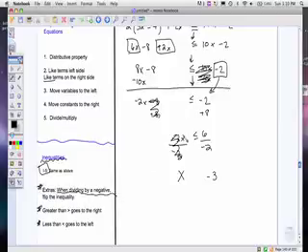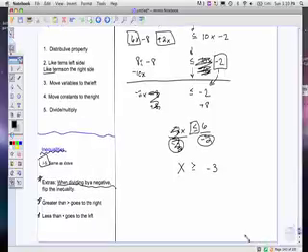Now here's the trick. Extras right here: when dividing by a negative. So when you see this, I divided by a negative 2 and a negative 2. If I divide by a negative number, if that bottom number is negative, I have to flip this inequality symbol. So it is no longer a less than symbol, it is now a greater than or equal to symbol.